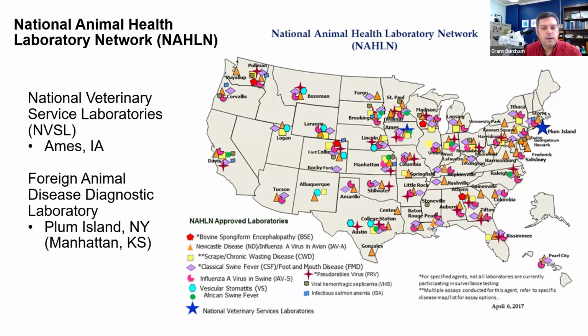And then we have a lab formerly located at Plum Island off the coast of Long Island on the eastern seaboard. It's recently been moved to Manhattan, Kansas, and that's the Foreign Animal Disease Diagnostic Laboratory. Those are the labs that test for diseases that we don't have here in the United States that we really want to know if we get, because these are diseases that can have really high health consequences for animals and economic consequences as well for those commodities that the animals produce.